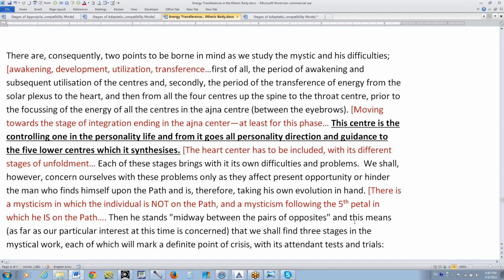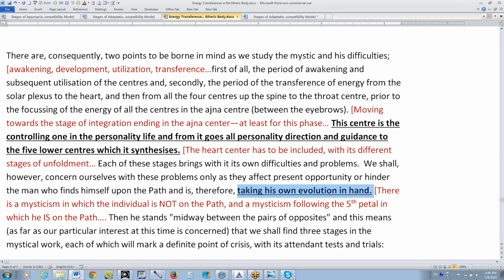You know, mystical longing does not necessarily mean that one is taking one's own evolution in hand, and in order to be on the path, one must be taking one's own evolution in hand. Then he stands midway between the pairs of opposites, soul and personality, and this means, as far as our particular interest at this time is concerned, that we shall find 3 stages in the mystical work.